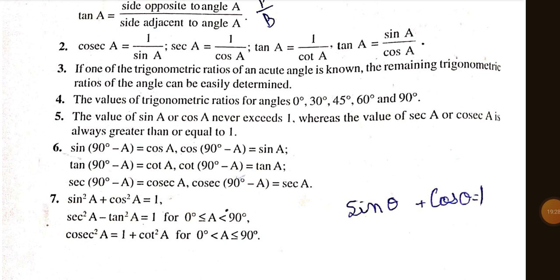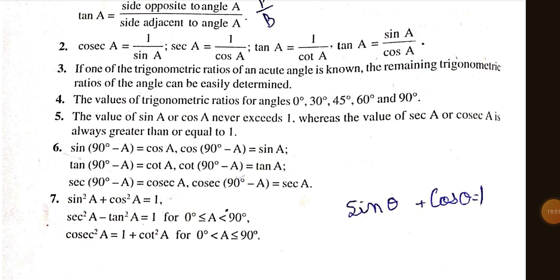4. The values of trigonometric ratios of angles 0 degree, 30 degree, 45 degree, 60 degree and 90 degree. 5. The value of sin A or cos A never exceeds 1, whereas the value of sec A or cosec A is always greater than or equal to 1.